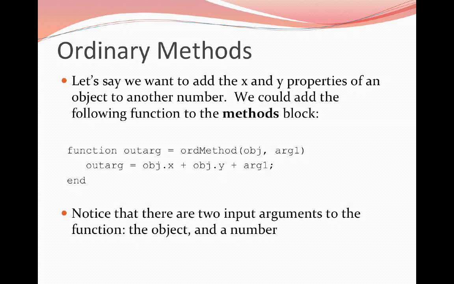Let's say that we want to add the x and y properties of an object to another number. We could add the following function to the methods block. So in my function definition, the header has an output argument, and we're passing two inputs to it. One is an object, and the other is another argument, which is a number. Notice that we're assigning to the output argument the two properties of the object, obj.x and obj.y, and the argument. So we're adding three numbers together: the x and y properties of the object and the other number.